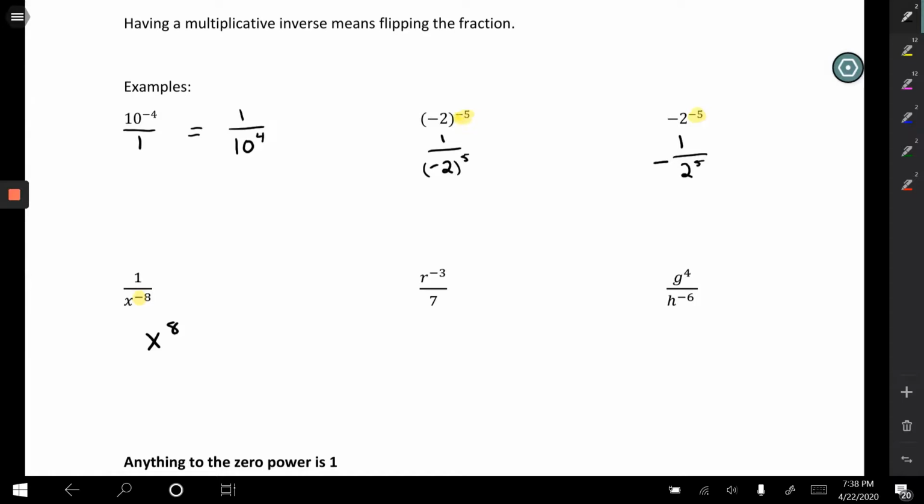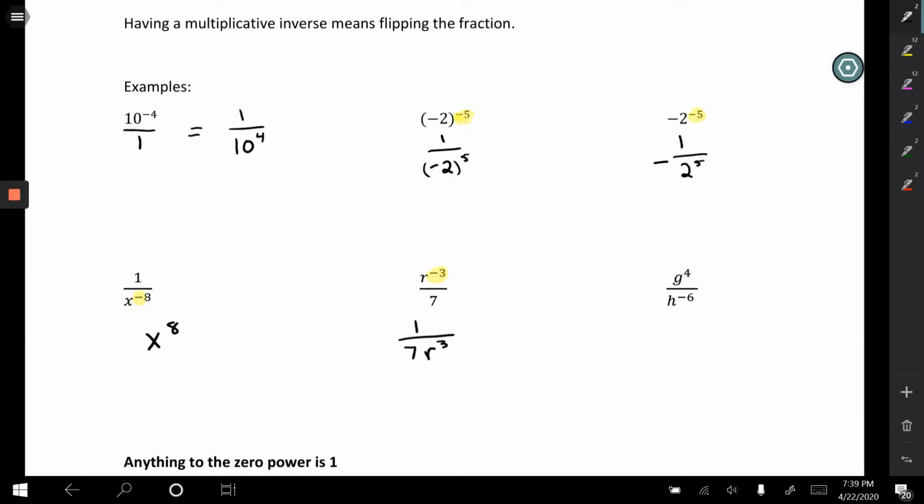Okay. Now for this next problem, I've got r to the negative 3 over 7. So again, this negative 3 exponent means this power is on the wrong side of the fraction line. But I see I also have something hanging out here below the fraction line. It is not touching the exponent, so it is not going to be affected by the exponent. It's going to stay exactly where it is, right there on the bottom of the fraction. It is the r that is going to move down. It is touched by the negative exponent, and so it will be moving to the bottom of the fraction line.